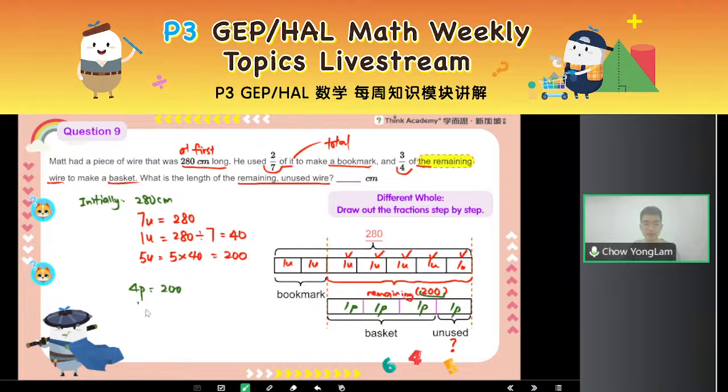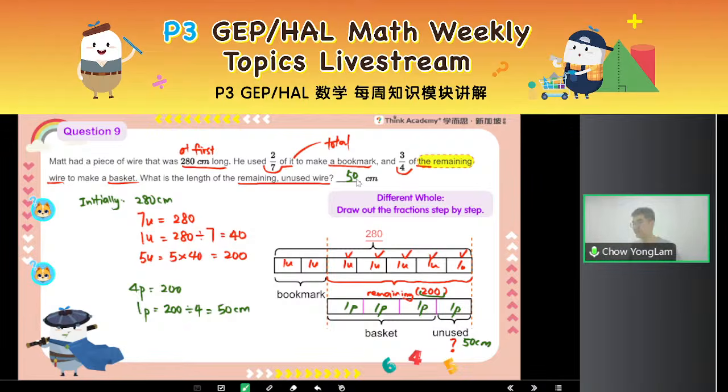So with that, what is the value of 1 part? 4 part is 200. What is the value of 1 part? Equation? 200 divided by 4, right? So it's 200 divided by 4, which is 50 cm. And just like the unused part is just 1 unit, right? So it is 50 cm. And there we have it, the answer. Oh, 50 cm. All right, yes, the answer is 50 cm. Some of you got it already.